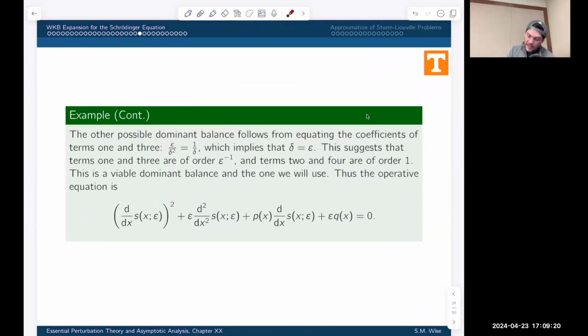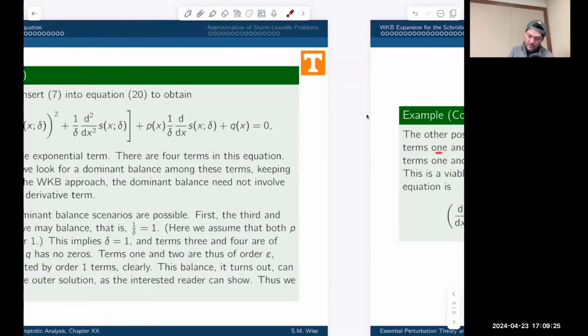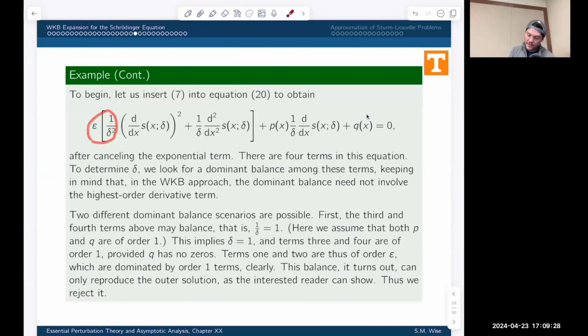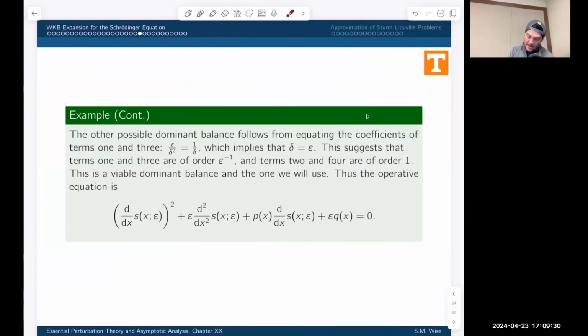The other possible dominant balance is from equating the coefficients of terms 1 and 3. So term 1 is here and 3 is here. In that case, you get epsilon over delta squared is equal to 1 over delta. And so you get delta equals epsilon. That's what we want and expect. And this suggests that the coefficients of terms 1 and 3 are of order epsilon to the minus 1, and terms 2 and 4 are of order 1. So this dominant balance is viable, and that's the one we're going to use.